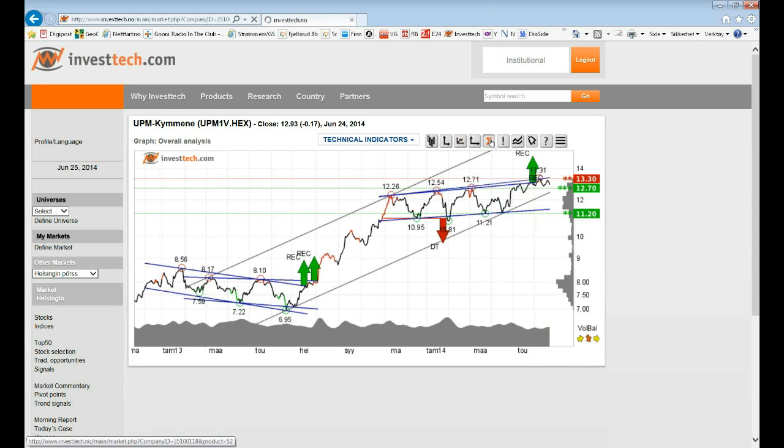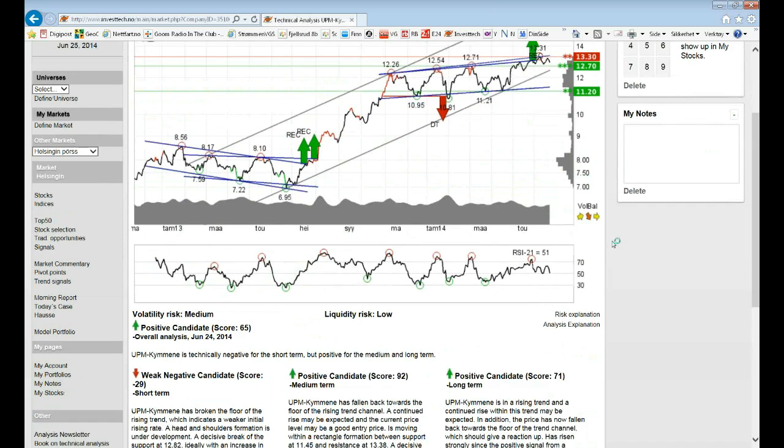If you click on a total analysis, you can scroll down and look at the short, medium, and long term. For the short term, we have it as a weak candidate with a score of -29. But for the medium term, it is a positive candidate.